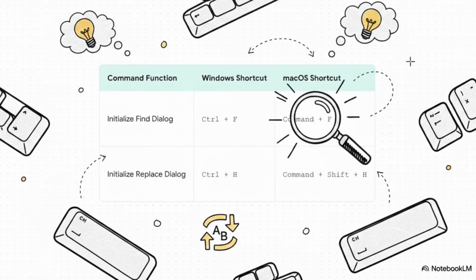And that faster way, of course, is using keyboard shortcuts. This is the pro move. To just find something, you're going to hit Control+F on Windows or Command+F on a Mac. And to jump straight to replacing stuff, use Control+H on Windows or Command+Shift+H on a Mac. Seriously, these two shortcuts are going to be your new best friends. You'll want to commit them to memory for sure.